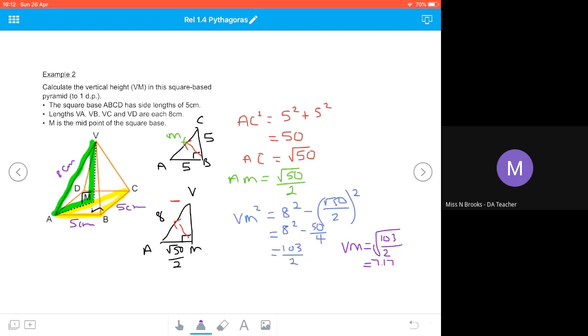Now, if we go back to the original question, and maybe we should have highlighted this at the beginning, it's asking us to round to 1 decimal place. So our final answer is going to be 7.2, and our units are going to be centimetres. So the vertical height of our square base pyramid is 7.2 centimetres.